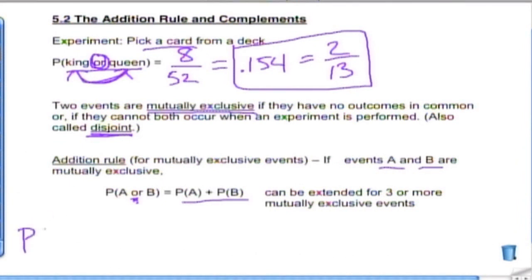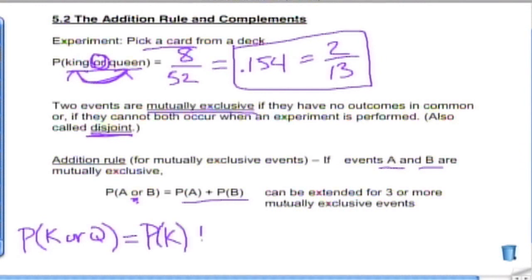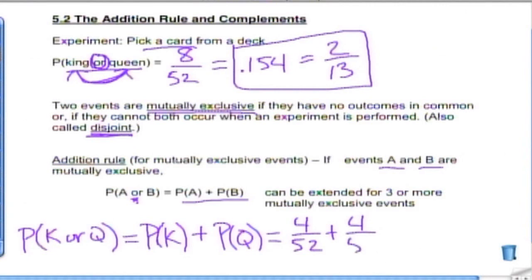So the probability of a king or a queen is going to be the probability of a king plus the probability of a queen. Okay? And the events are mutually exclusive, so we simply add the probabilities. 4/52 plus 4/52. And we get the same probability that we got in the first place. Okay?